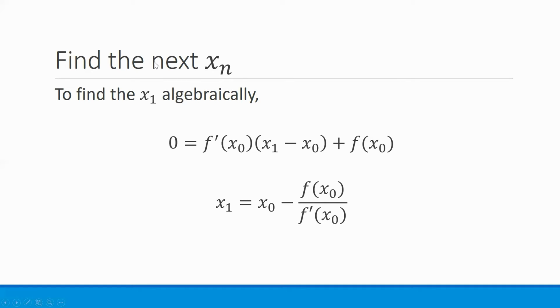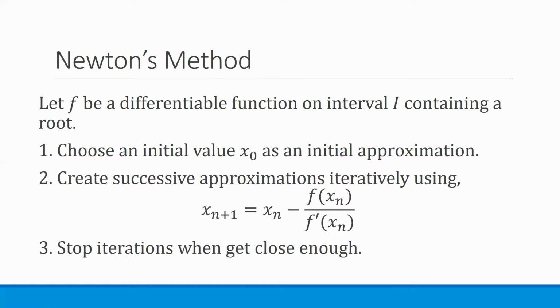Therefore, in order to find the next guess, it's always just going to be this equation here. So this is Newton's method in a confined space. Let f be a differentiable function on interval I containing a root. Choose an initial value x0 as an initial approximation of the root. Then we can create successive approximations with that formula we just found.